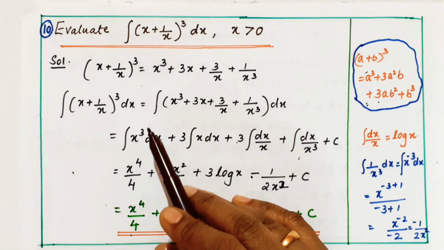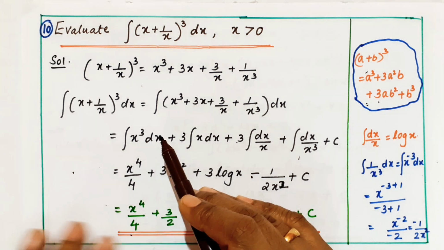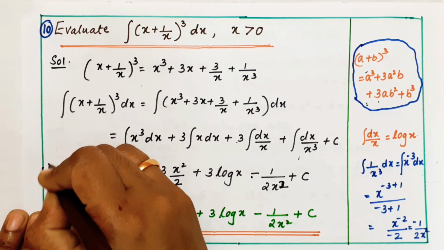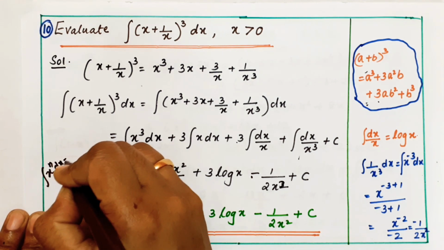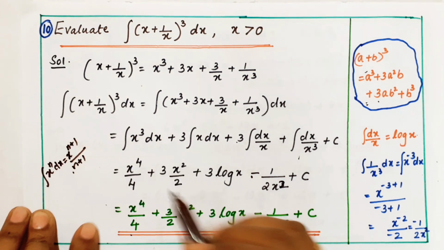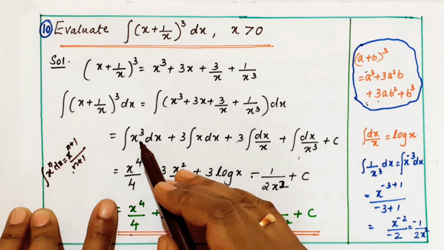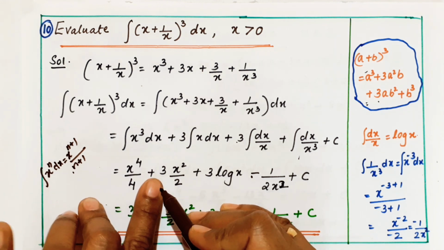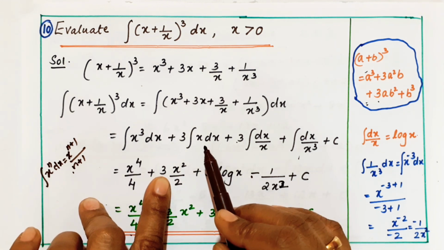So the first term is in the form x cube dx. X cube dx means our standard formula only: integral of x power n dx. The formula is x power n plus 1 by n plus 1. So it is 3 only the power, 3 plus 1 is 4. So x power 4 by 4 plus 3 into integral of x dx.